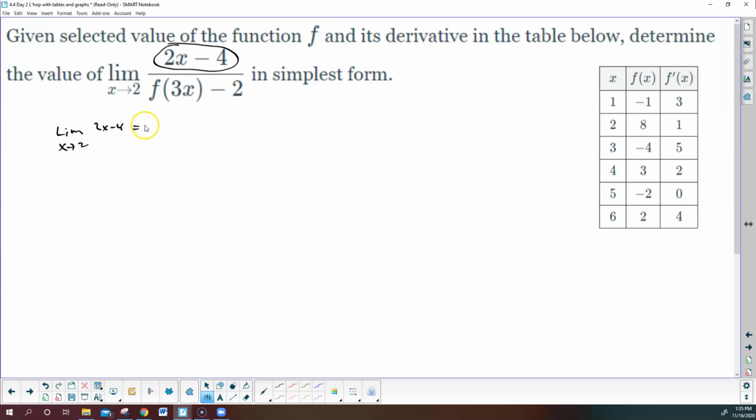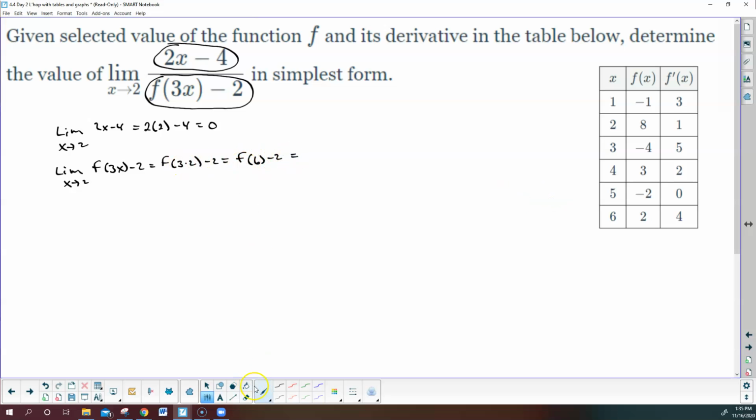And that's really friendly because all I have to do is plug 2 in for x, and I get 4 minus 4, or 0. And then I'm going to take the limit of the bottom. Notice how I'm not saying the entire fraction is equal to anything. I'm just evaluating the limit of the top and comparing it to the limit of the bottom. So this is just direct substitution. You can skip some steps here. You know 3 times 2 is 6.